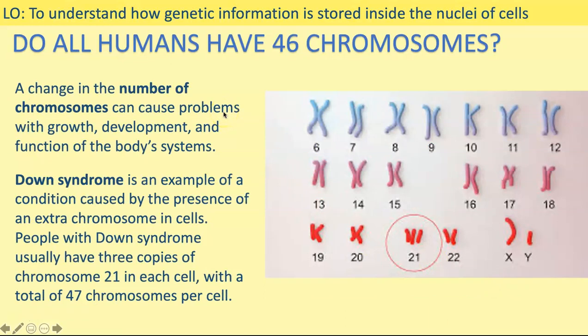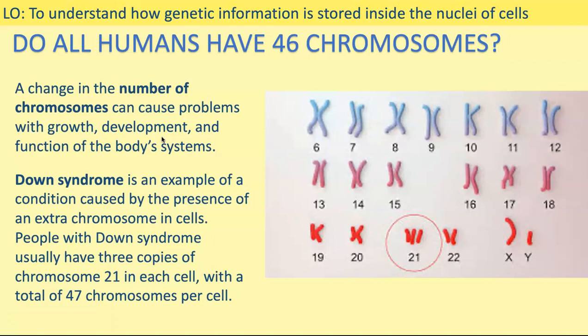It's also important to know that not all humans have 46 chromosomes. A change in the number of chromosomes can cause problems with growth, development, and the function of the body's systems. Down syndrome is an example of a condition caused by the presence of an extra chromosome in cells.